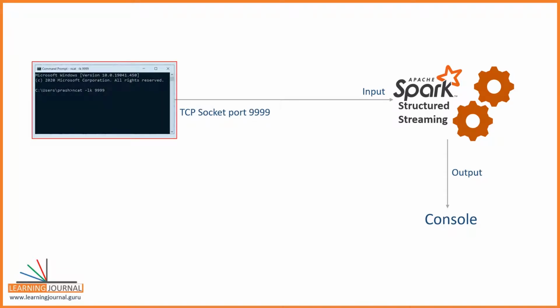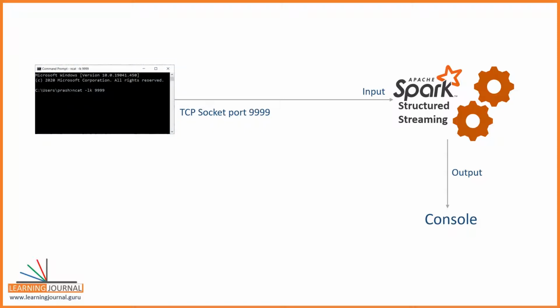We will start a Netcat listener on port 9999. The Netcat will start a TCP/IP socket and listens to the port for incoming connections. Once the connection is established, we can send some text using the Netcat terminal. We will be using Netcat to generate a stream of text that will be sent to the TCP/IP port.